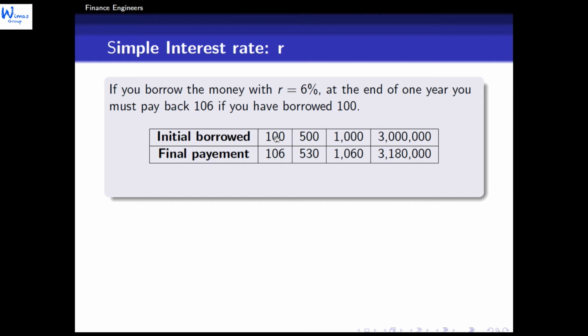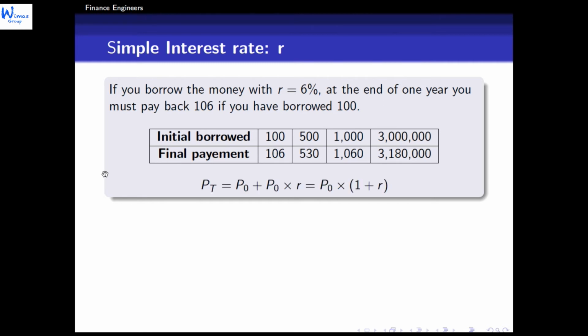Because here we have 100, you cannot compare it to 3 millions. But these 6 versus 100 and these 60 versus 1,000, you understand that if it's 10,000, it will be 600. If it's 100,000, it will be 6,000, and so on.